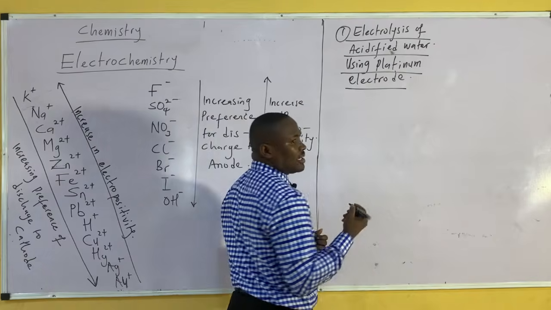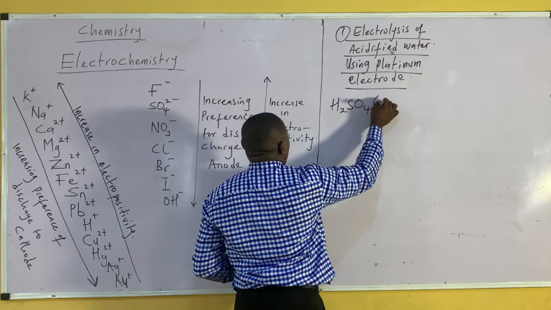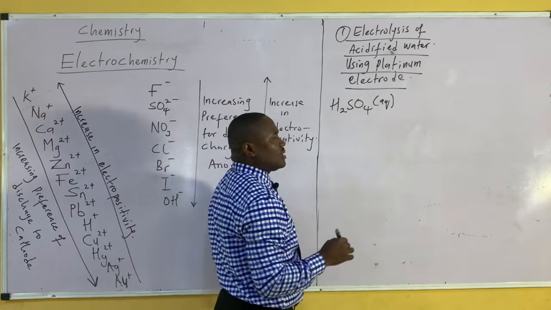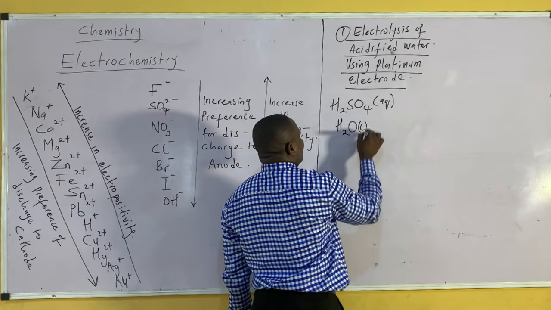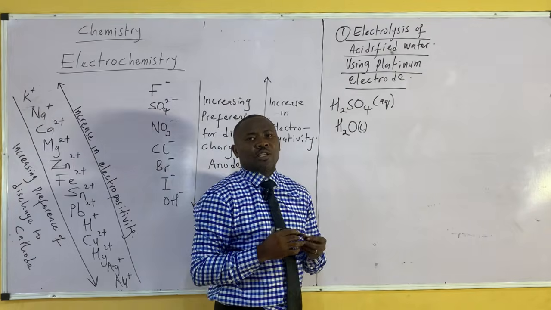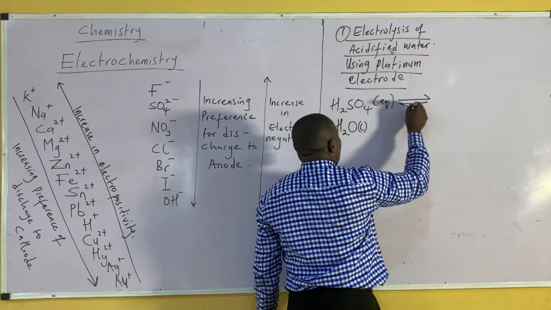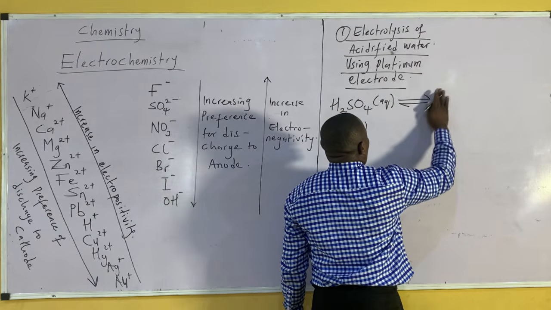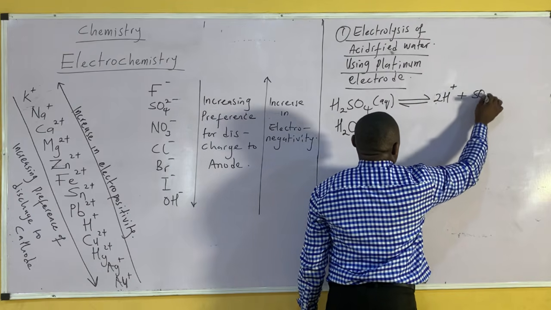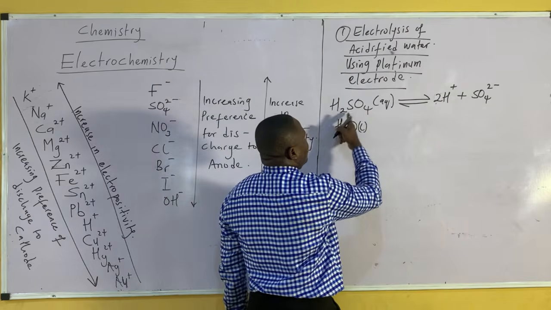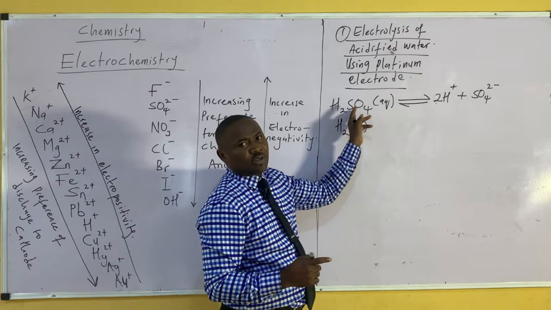Now, what is acidified water? We have H2SO4. This will dissociate in the presence of water. H2SO4 will dissociate in the presence of water. So what will happen is I will have my 2H+ and my SO4 2-. These are the two possible ions that I can get when this acid dissociates.